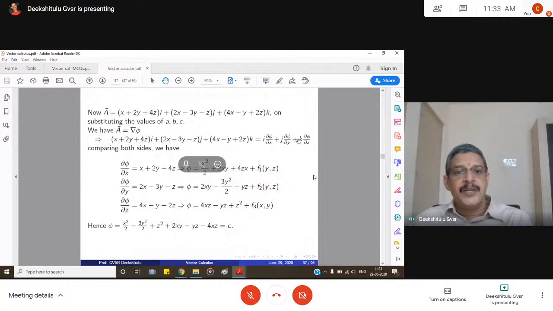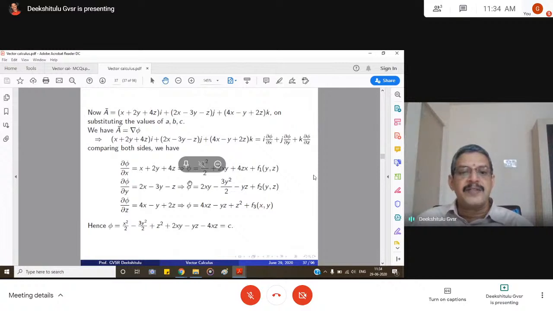Okay, A is equal to grad phi. Now compare the coefficients of i, j, k. So ∂φ/∂x becomes x plus 2y plus 4z. Now what is phi? Integrate with respect to x. When this is a partial derivative, which is a function of x, y and z, integration with respect to x means keeping y and z as constant. These things will be considered as constants.